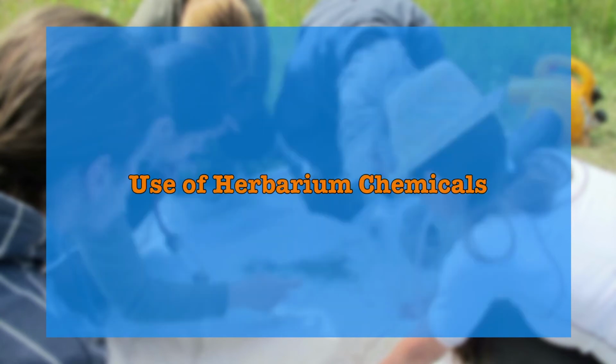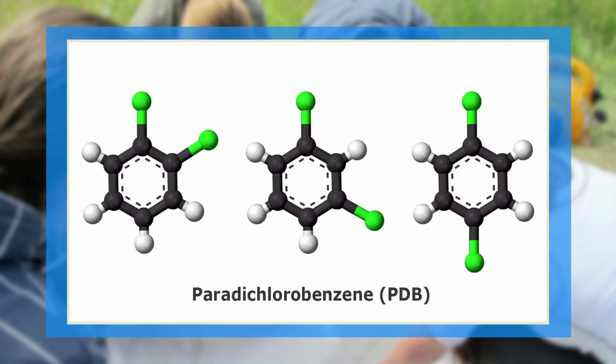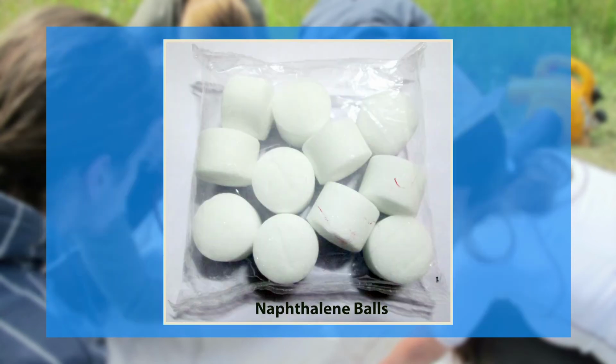Use of herbarium chemicals. Specimens are sprayed with fungicide like cresol and 0.1% solution of mercury chloride. Besides these, other herbarium chemicals are also used such as paradichlorobenzene and naphthalene balls.